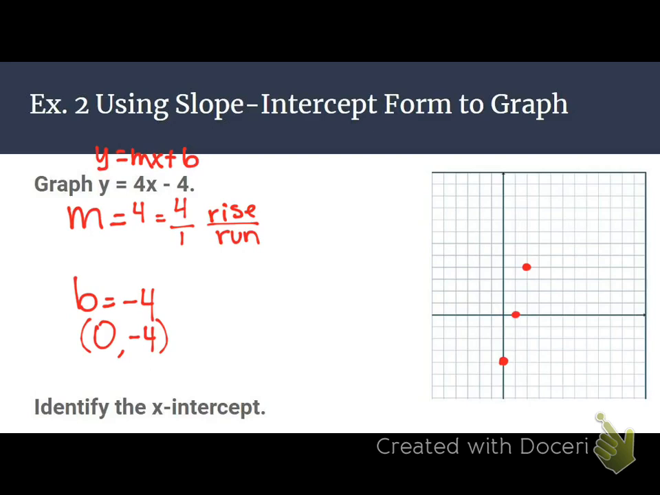We could continue finding more points using our rise and our run. We can keep going up 4 to the right 1, up 4 to the right 1. As many points as you can get on a graph is best. You need at least how many points to make a line? 2. Bare minimum 2 points. I prefer 3. I like to put as many as I can on my graphs just to make sure I've got a nice straight line. And then we go ahead and put a line through those points.